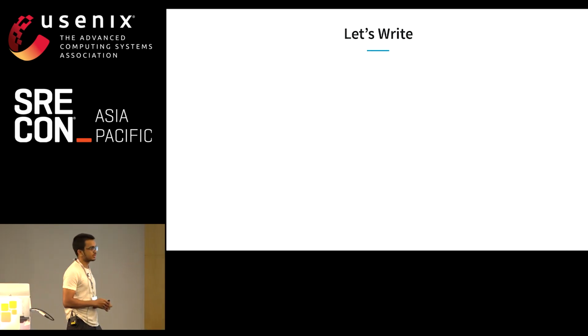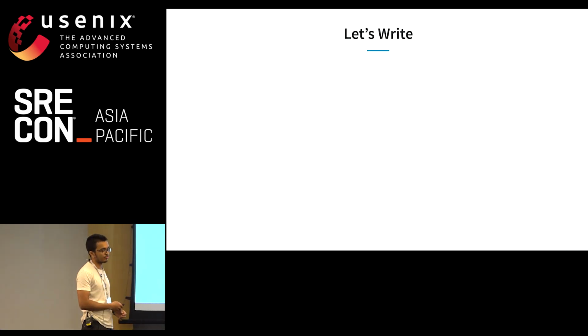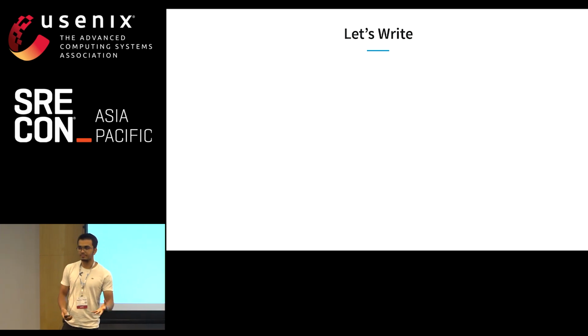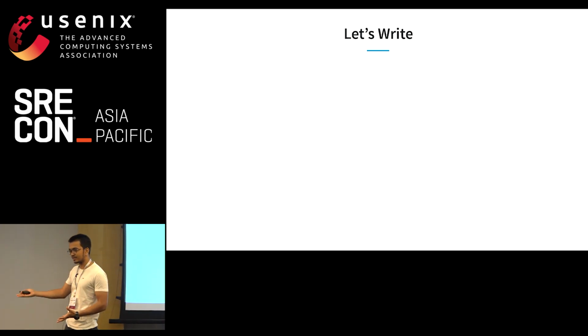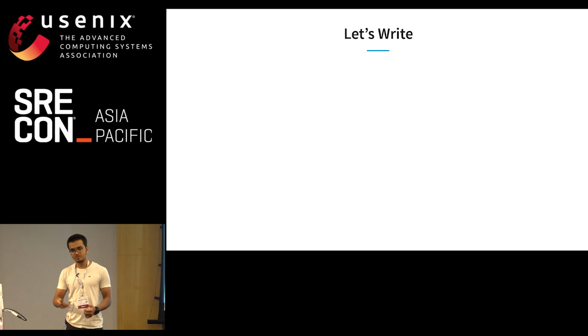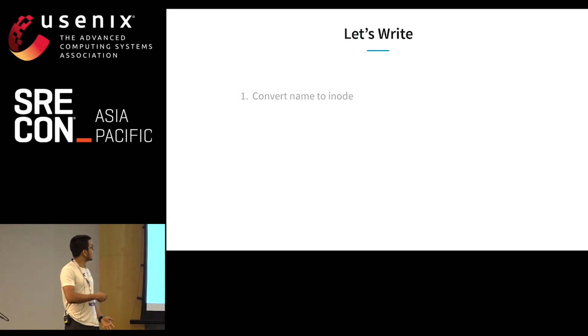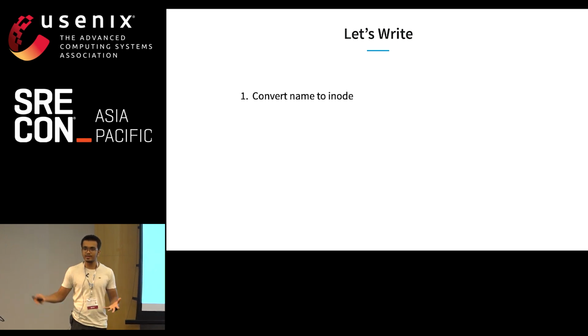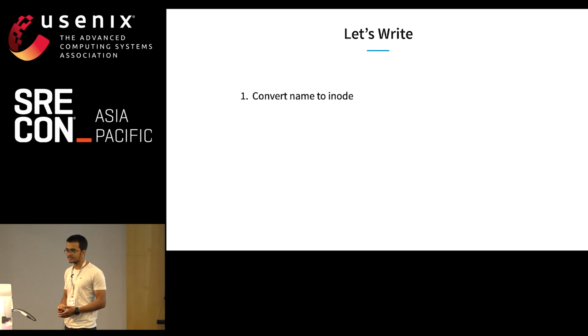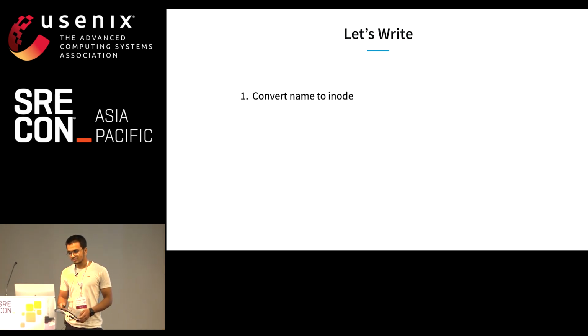Now let's talk about writes. So you want to write to a file. Obviously, to write, you will be writing to some data block. And as we just saw, to get the data block, you need the inode number for the file. So you will do the same thing: convert the file name to the inode, like we did in the read case, and you get the inode number.